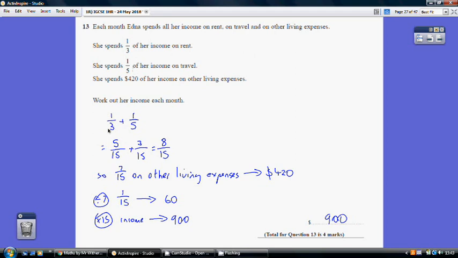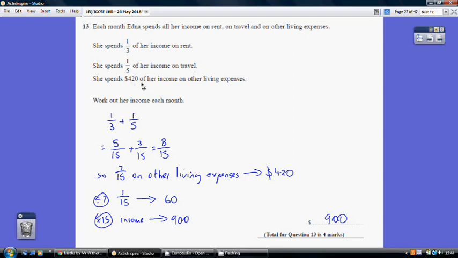So how do we add fractions? We need a common denominator. The common denominator is going to be 15. Multiply top and bottom by 5 here, which gives us 5/15 as an equivalent fraction to a third. Multiply top and bottom by 3 here, and 3/15 is an equivalent fraction to a fifth. So we've now got the common denominator. Adding our numerators, we see that 8/15 of her spend each month is on either rent or travel.